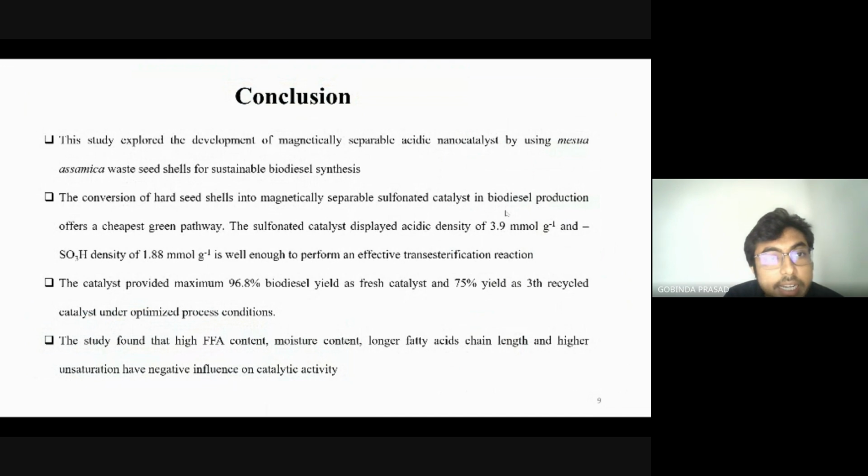Now the conclusion. The study explored the development of magnetically separable acidic nanocatalysts by using the waste Mesua assamica seed shells for sustainable biodiesel synthesis.